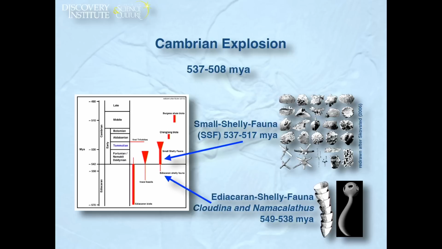Now, another explanation to explain away the Cambrian explosion by some critics of Steve Meyer's book was the appeal to the so-called small shelly fauna. The small shelly fauna are small fossils, fragments of exoskeletons, of echinoderms, and of arthropods, and of other animals with hard parts, small tiny fragments of them that are found in the lower Cambrian.